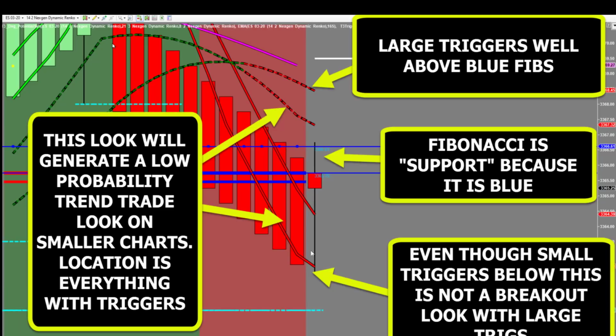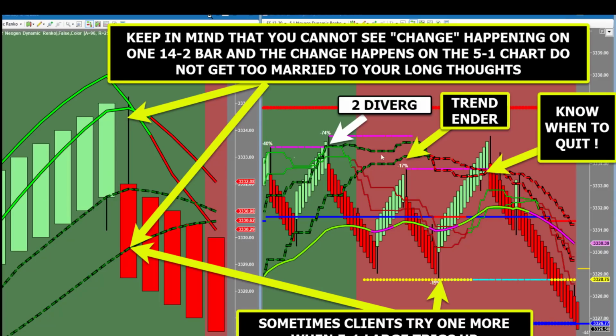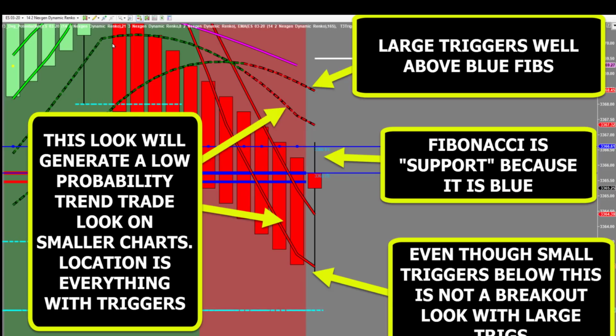We call it a 50-50. It's really strong down, but 50% of the triggers are above support and 50% are below. Again, another situation where it's imperative that you pay attention to your small chart, because if anything goes wrong, it goes the other way really quickly. Everybody understand that? Pretty easy.